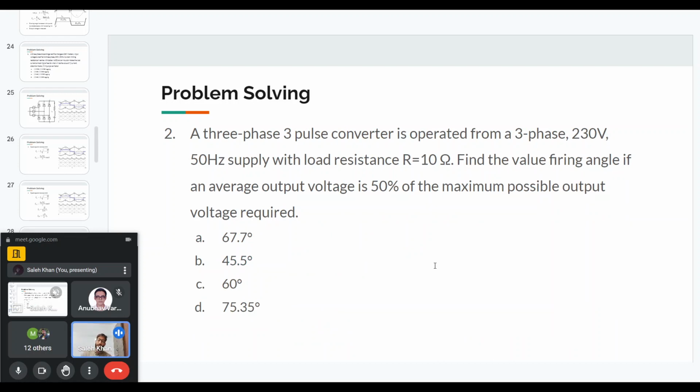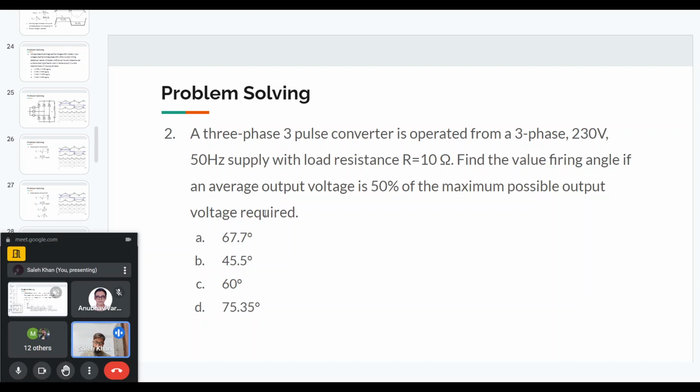The second question says that we have a three-phase, three-pulse converter. The previous converter was a six-pulse converter, but now this question is asking for a three-pulse converter. That will be a half-wave circuit of a three-phase converter. It is operated from a three-phase 230 volt 50 hertz supply. Again, this 230 volt is the phase voltage, with load resistance equal to 10 ohm. Find the value of the firing angle if the average output voltage is 50% of the maximum possible output voltage required.